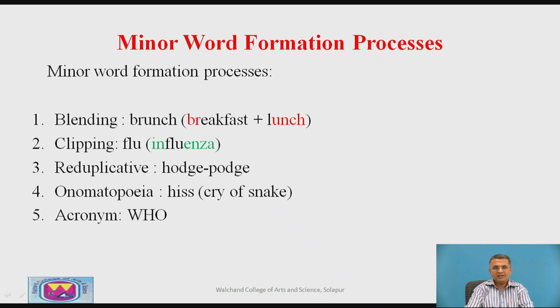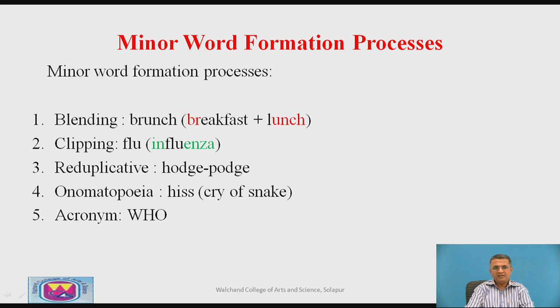Now we have got some minor word formation processes. We will have a look at them. Number one is blending. An example is brunch. You can see the letters from breakfast and lunch have been used to form this word. Second is clipping. An example is flu. And you can see flu is derived from a word influenza. In and enza are dropped, they are clipped, and we get a new word.